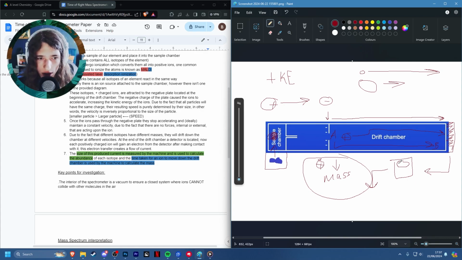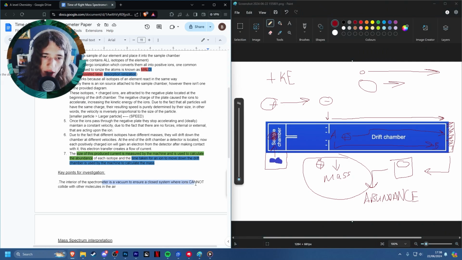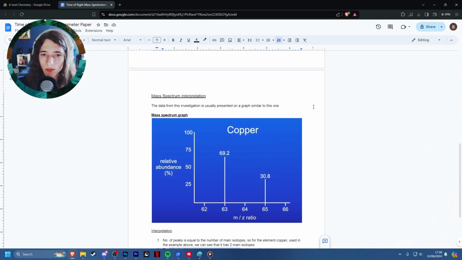And the charge, the size of the current that is produced by contact with the detector, is going to be measured by the machine, and we use that to calculate the abundance of our isotope. Now, where I mentioned earlier that we have a closed system in the drift chamber, this is achieved by using a vacuum. And we use a vacuum to make sure that there is no molecules in the air that can be collided with, to ensure that we have a fair test, essentially.